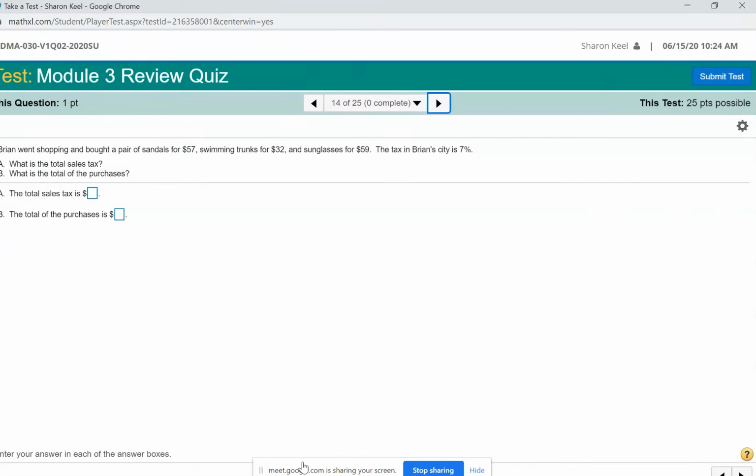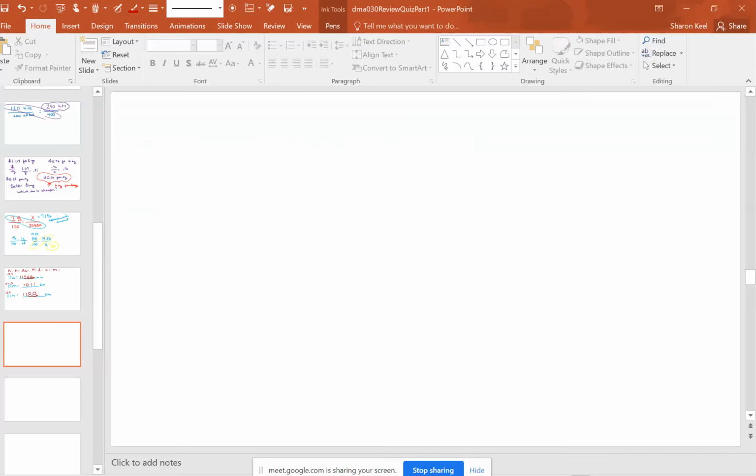Brian went shopping and bought sandals, swim trunks, and sunglasses. The tax is 7%. What is the sales tax and what is the total of the purchase? Okay, so we're buying 3 things. They are 57, 32, and 59.